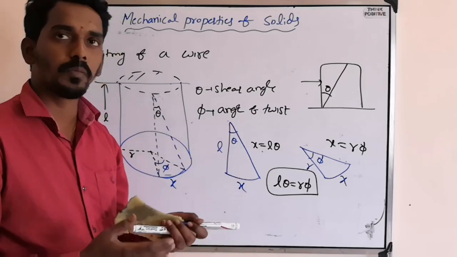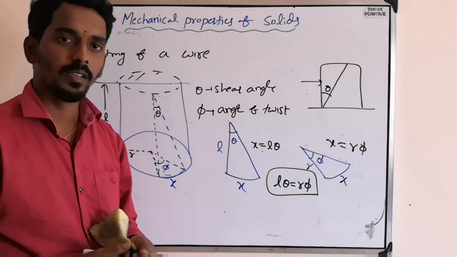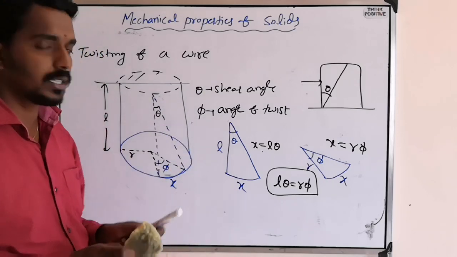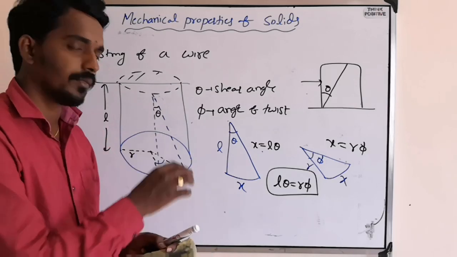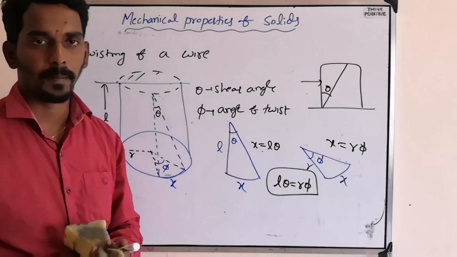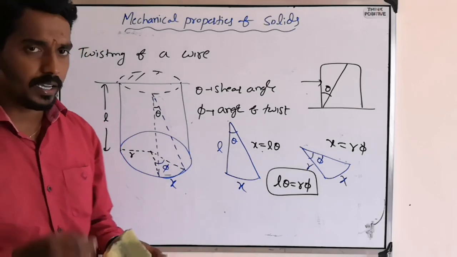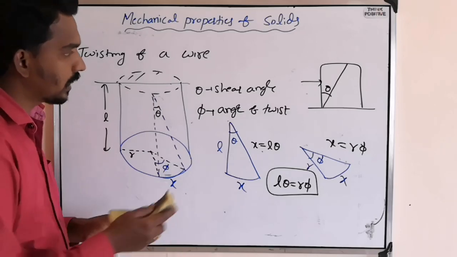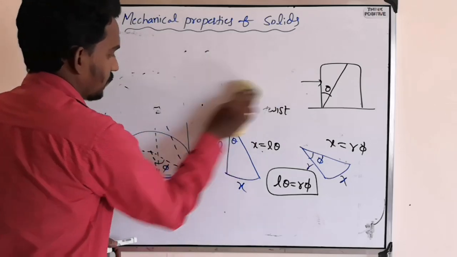There are fewer chances, but we should not give chance. That is what you need to understand. It's all about twisting of a wire, thick wire, cylinder or rod. Now similarly, one more thing is there, that is bending of beam. Let us take the equation for that also.